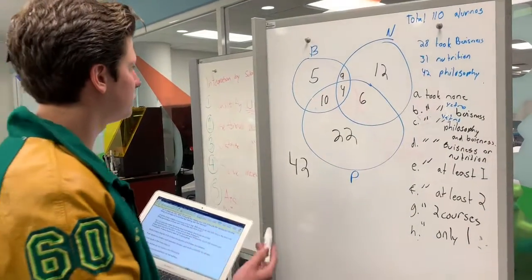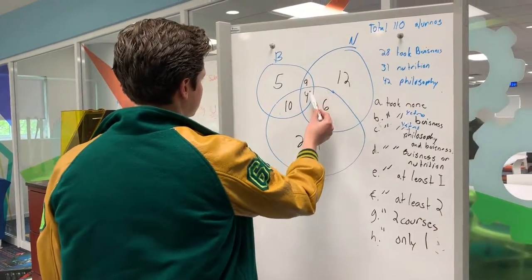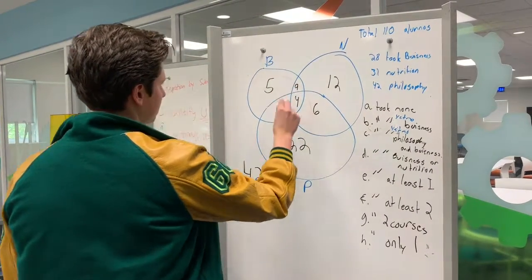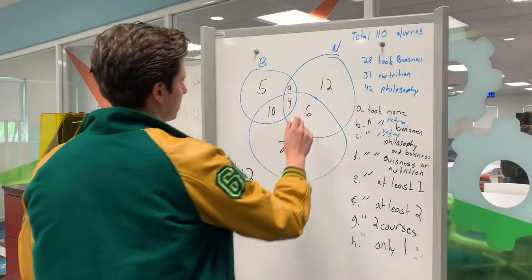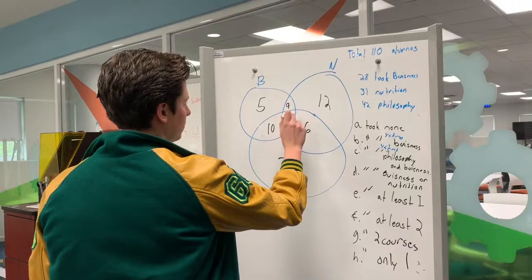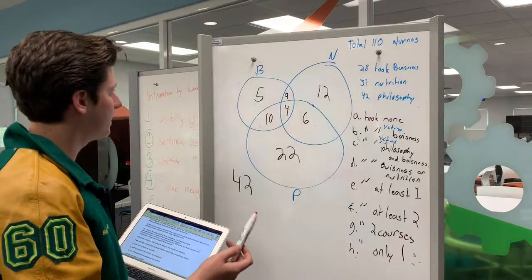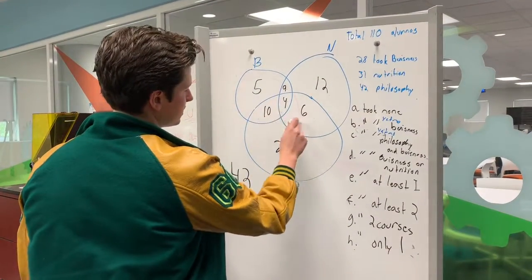28 took business, which are these ones. This, and this. Those 28 took business. 31 took nutrition, which are 12, 6, 4, and 9. Those took nutrition. And then 42 took philosophy, which is 10, 4, 6, and 22.